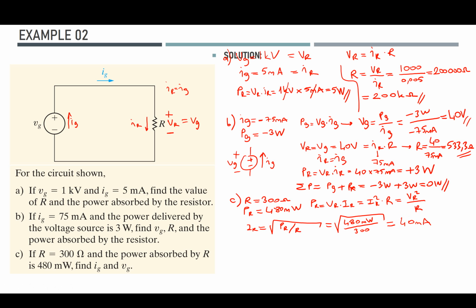Okay, and from the power we can easily calculate the VR. VR equals PR over IR. That's going to be 480 milliwatts over 40 milliamps, which would give us 12 volts. Let us continue with the next question.